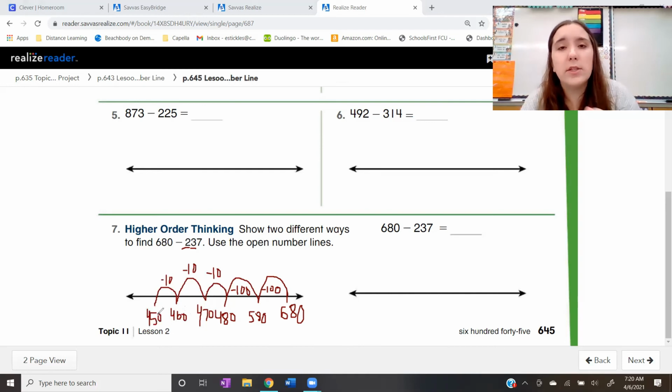So I did my 10s, now I just have to take away my 1s. We could do 7 jumps of 1 if we wanted to. I'm not gonna make us do that though, because that's a lot of jumps. So I'm just gonna do 1 big jump of 7. So minus 7.